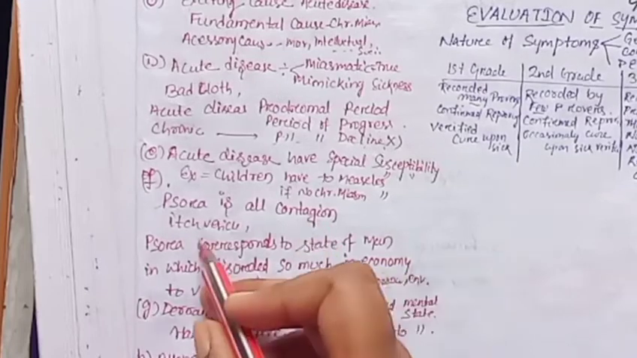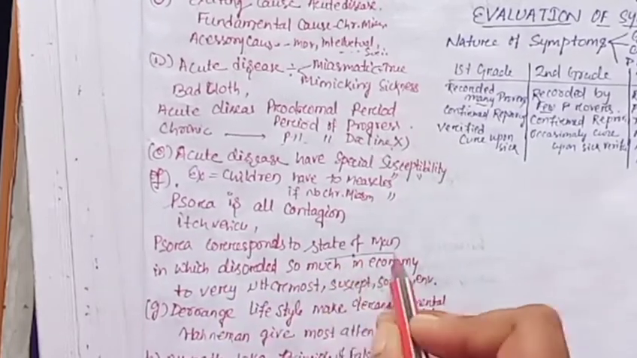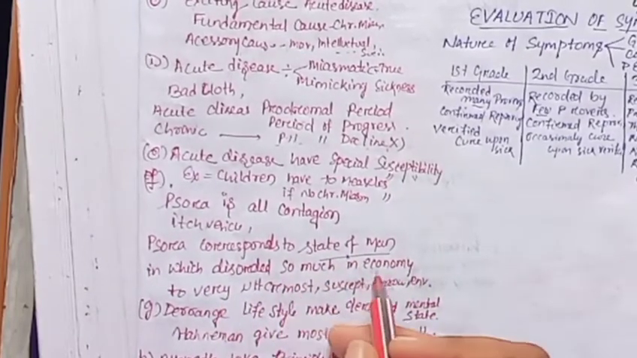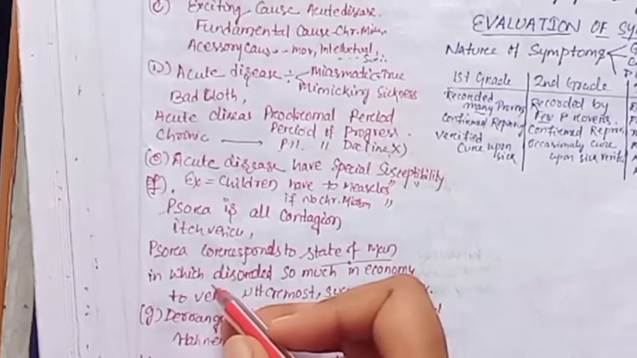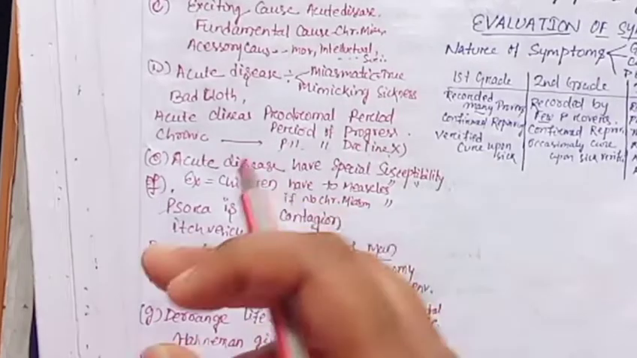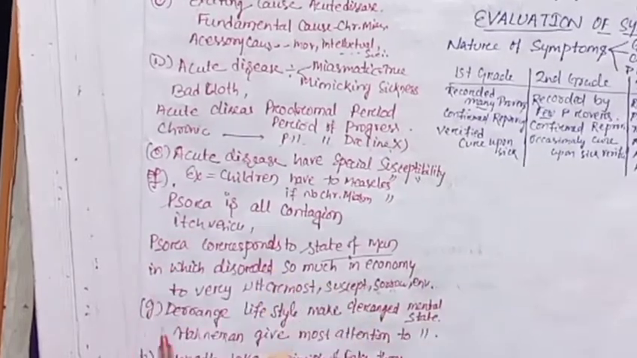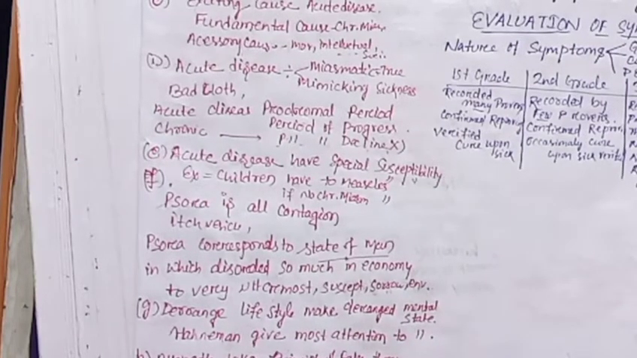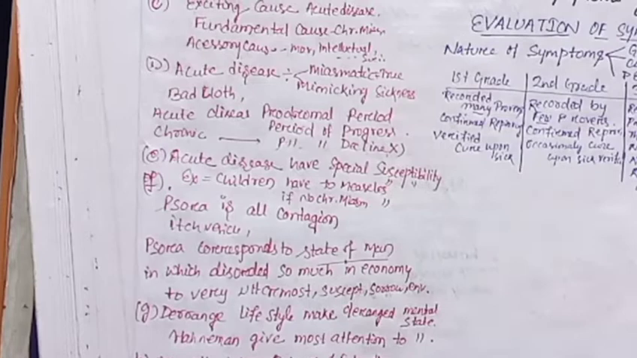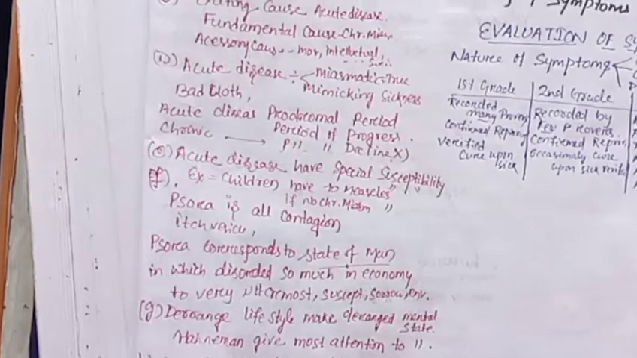Then Psora, in all contagious diseases, each vesicle corresponds to a state of man in which he is susceptible to the surrounding elements. So what are the factors affecting Psora? Then the rearrangement of a lifestyle, how it causes the rearrangement of the body. Then the allopathic principle and false theory you should also write in this chapter.